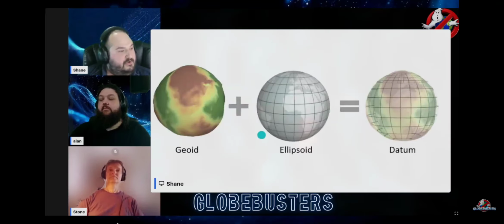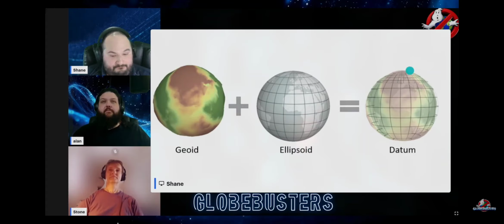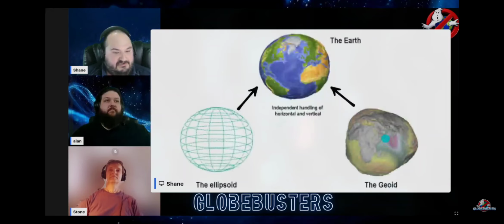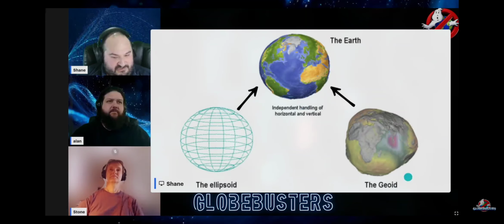Those two together, the geoid plus the ellipsoid, gives you the datum, which is what we were using for our terrestrial sphere model. So again, geoid plus ellipsoid gives you the datum, meaning that they would actually look like this, that you can't have this without your geoid and ellipsoid models being shoved into them.